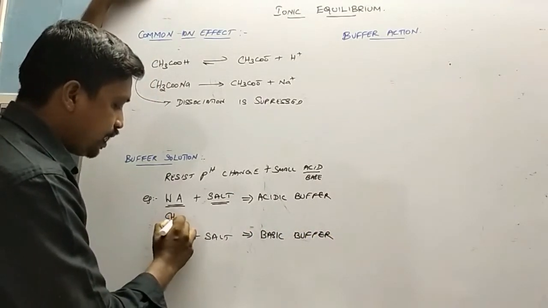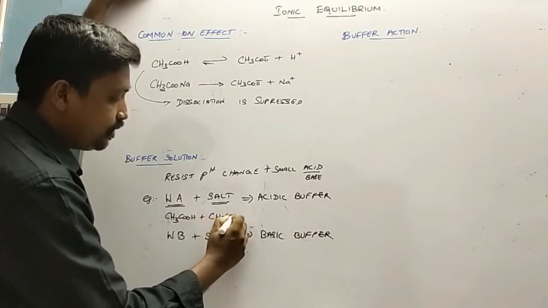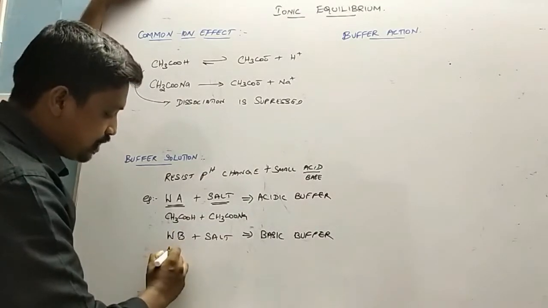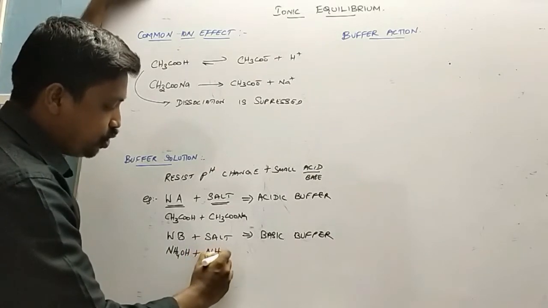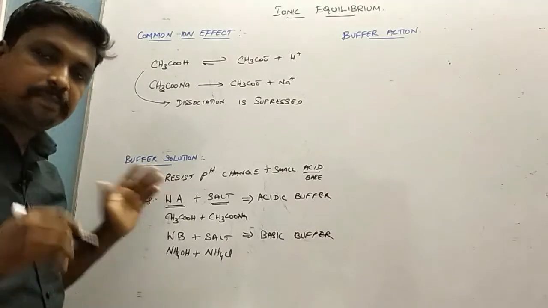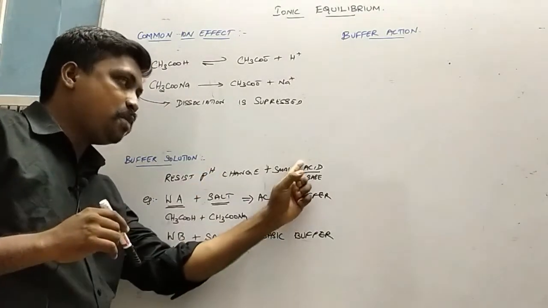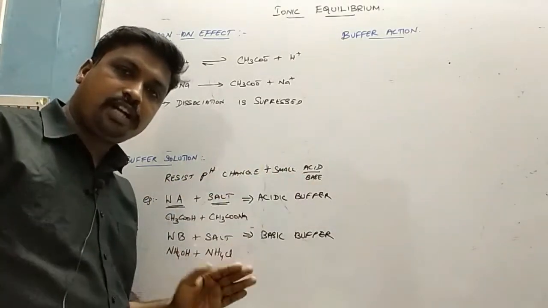Example: weak acid, acetic acid, and its salt, sodium acetate. Yeah, the same one which we have discussed here. Weak base, example: ammonium hydroxide, and its salt, ammonium chloride. These are the best examples by which you can easily understand. So, what is a buffer solution? Sir, when we are adding a small amount of acid or base, the pH of the solution will not change. Those solutions are called buffer solutions.